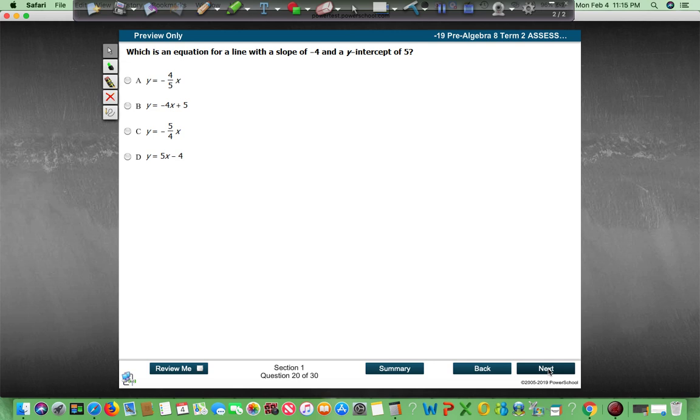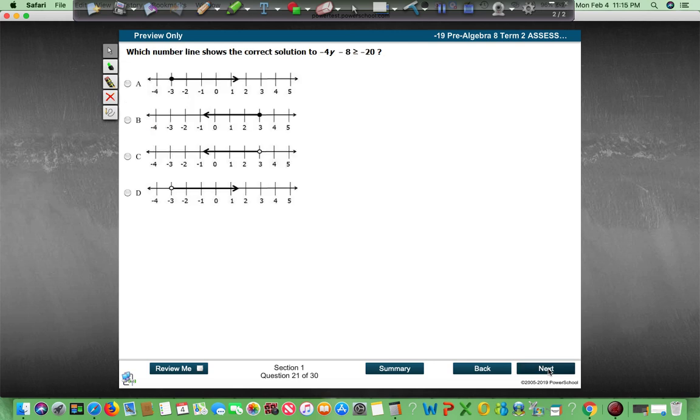Question 20. Which is an equation for a line with a slope of negative 4 and a y-intercept of 5? Question 21. Which number line shows the correct solution to negative 4y minus 8 is greater than or equal to negative 20?